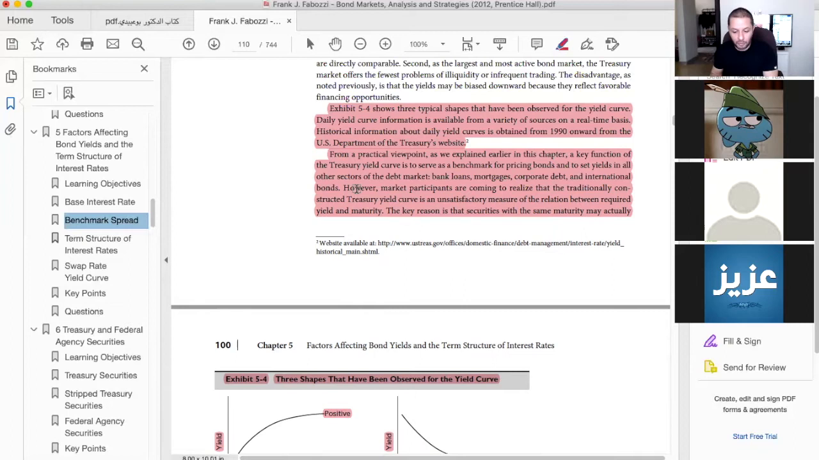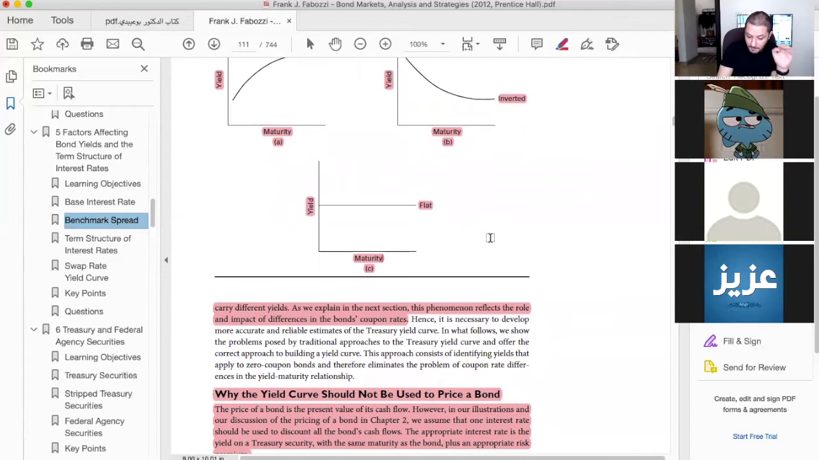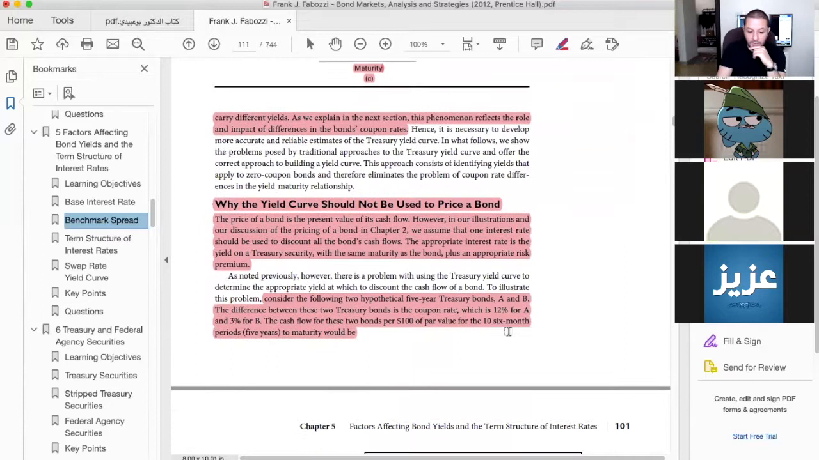However, market participants are coming to realize that the traditionally constructed treasury yield curve is an unsatisfactory measure of the relation between required yield and maturity. The key reason is that securities with the same maturity may actually carry different yields. As we explain in the next section, this phenomenon reflects the role and impact of differences in the bonds' coupon rates. So now, why should the yield curve not be used to price a bond?